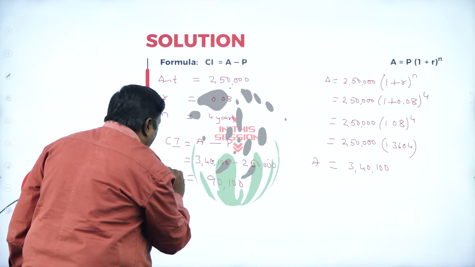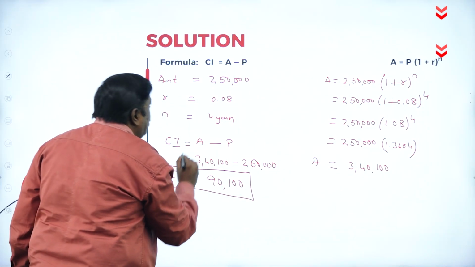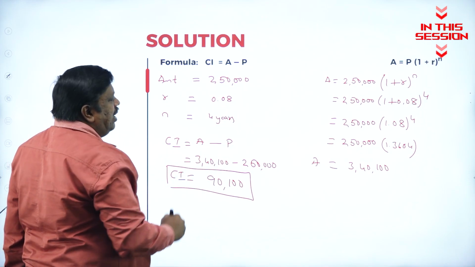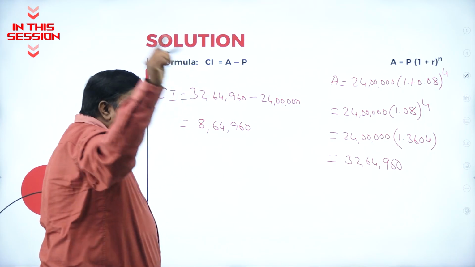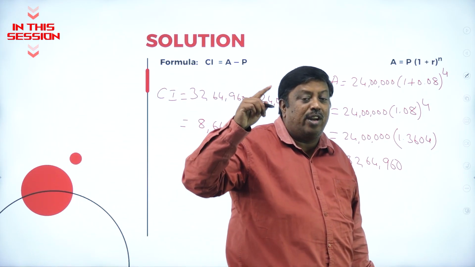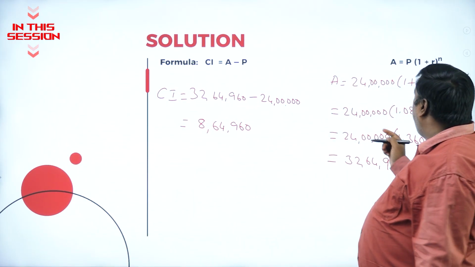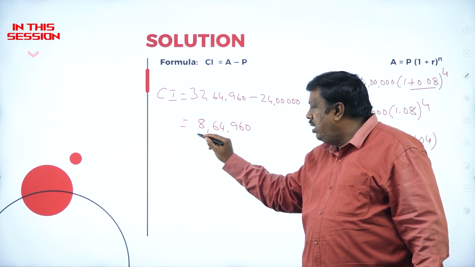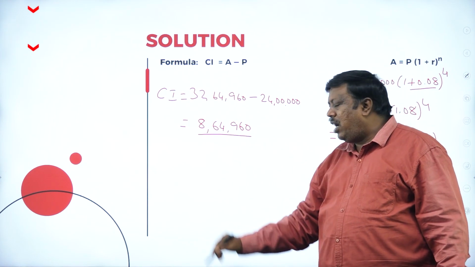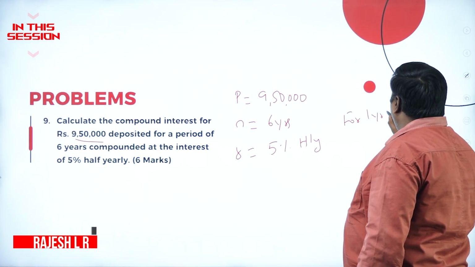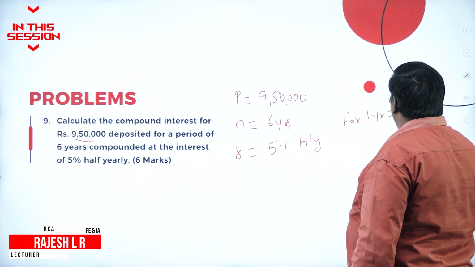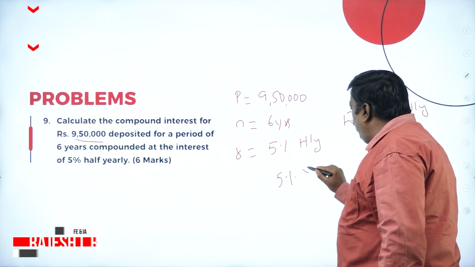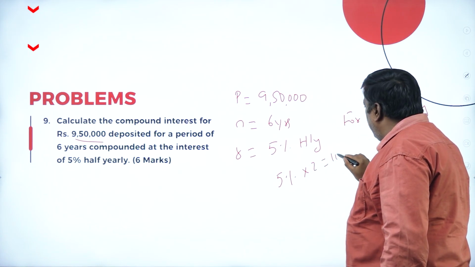Compound interest for the amount of 2,50,000 at 8% for 4 years will be 90,100. If I deposit 24 lakhs for a period of 4 years at the rate of 8%, the amount of interest I earn here is 8,64,000. For 1 year, there will be 2.5 years, that is 2 6 months. So 5% into 2, so it will be 10%.